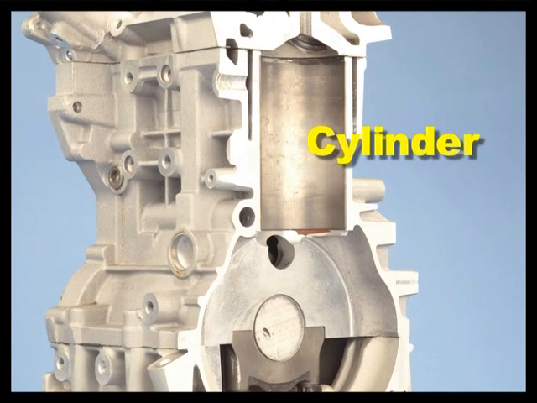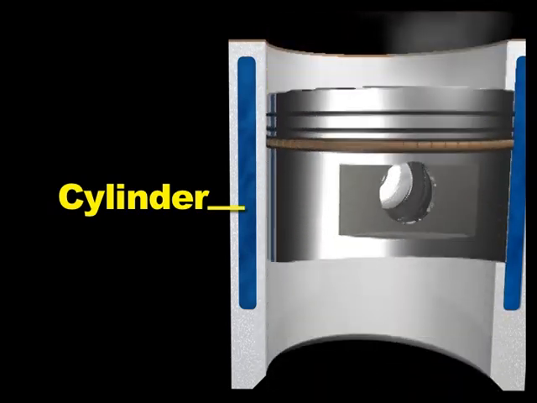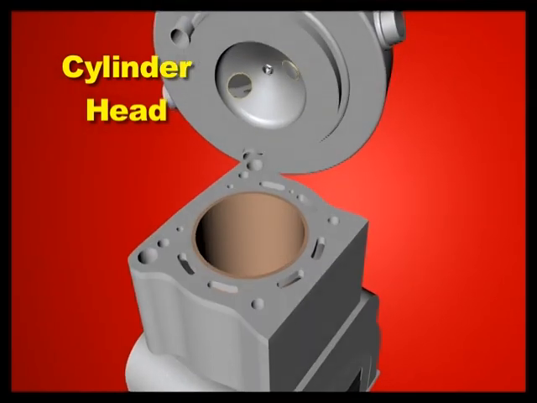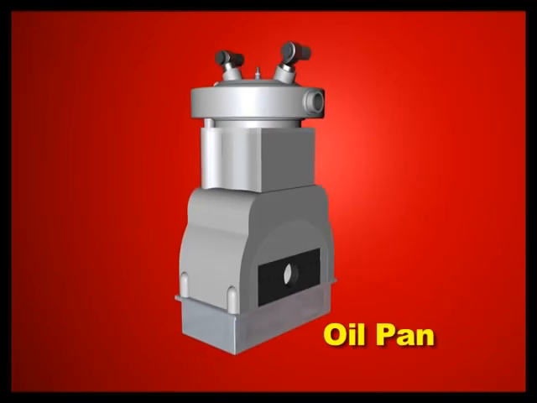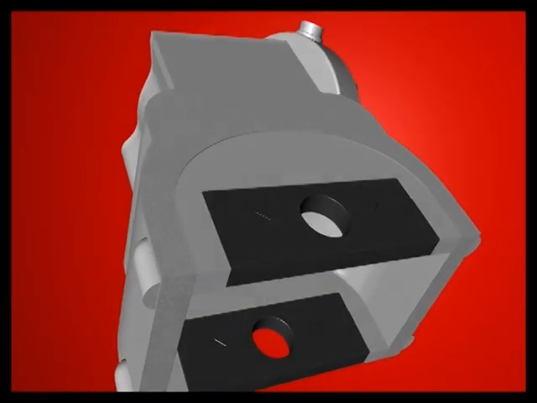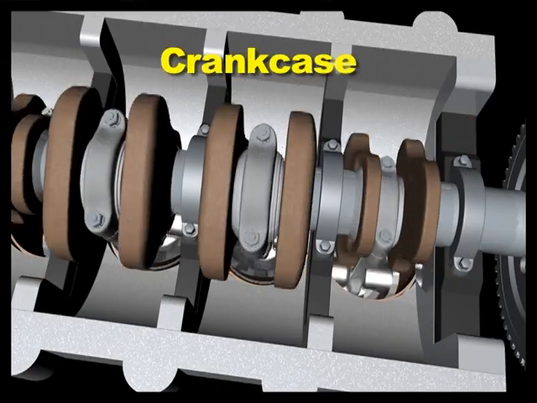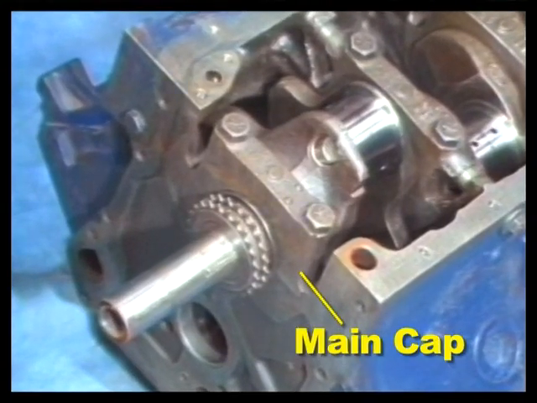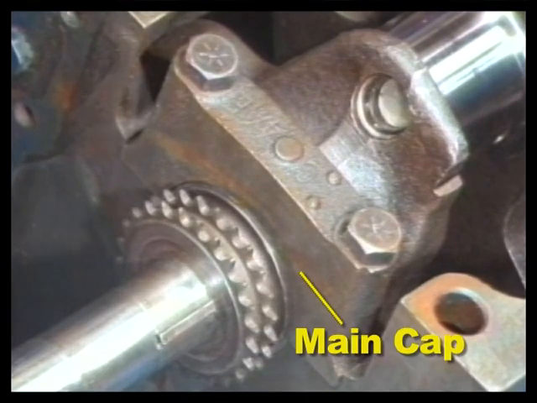A cylinder is a hole machined down through the top of the engine block. The cylinder holds the piston. The cylinder head bolts to the top of the block. The oil pan bolts to the bottom of the block. The crankcase is a lower area in the cylinder block. The crankshaft mounts inside the crankcase. Main caps fasten to the bottom of the block to hold the crankshaft in place.